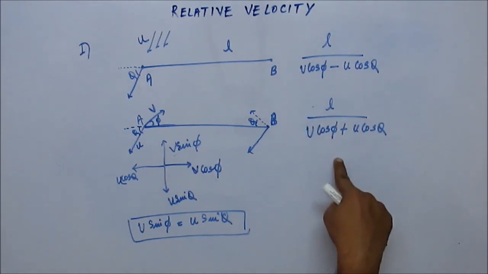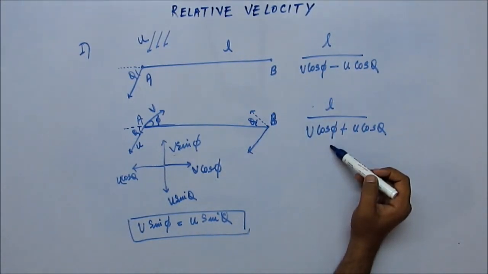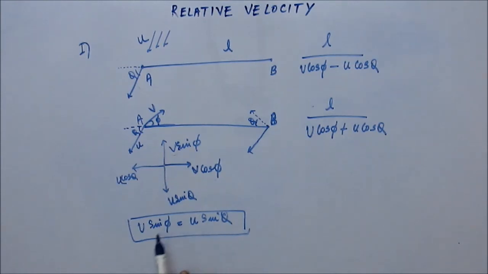And you just have to add these two and eliminate phi, because phi is the variable we have taken. It is not given in the problem. So in the answer, phi should not appear. So we will eliminate phi using this expression. It's going to be a little bit of maths and you'll get the answer as I wrote before.